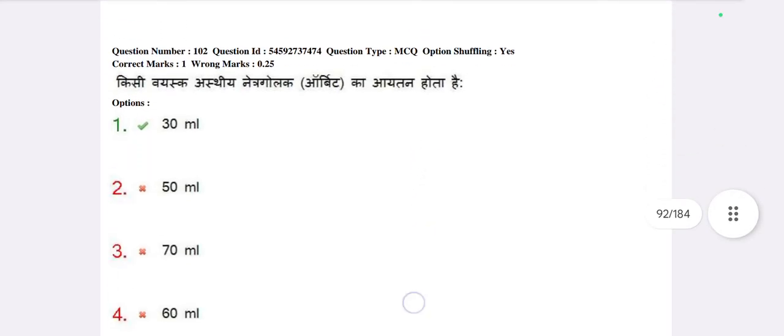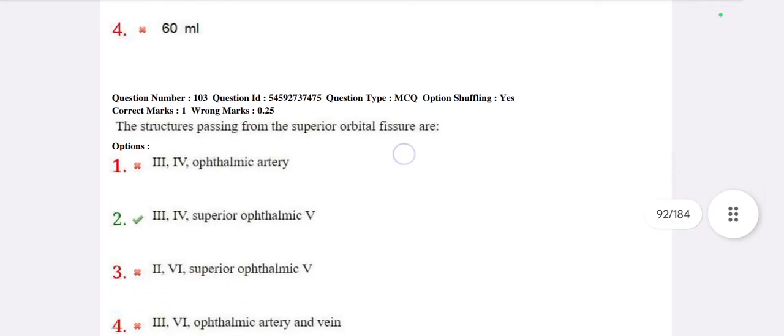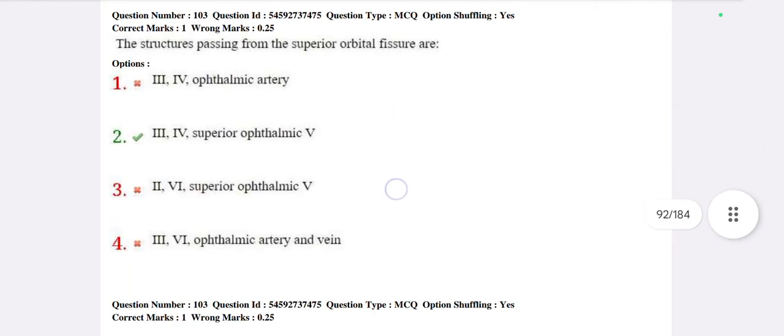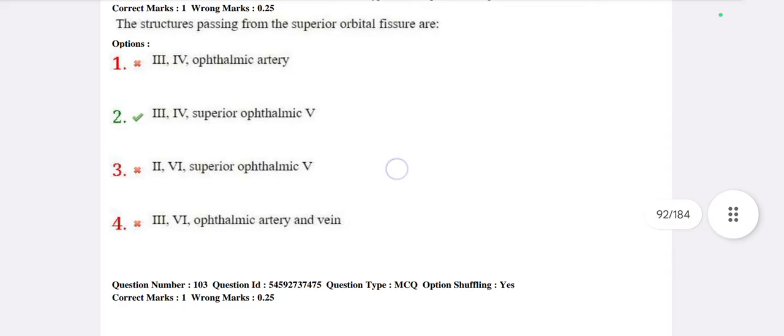Next question is, the structures passing from the superior orbital fissure are third, fourth, ophthalmic artery; third, fourth, superior ophthalmic, fifth; second, sixth, superior ophthalmic, fifth; third, sixth, ophthalmic artery and vein. Correct answer is third, fourth, superior ophthalmic, fifth.